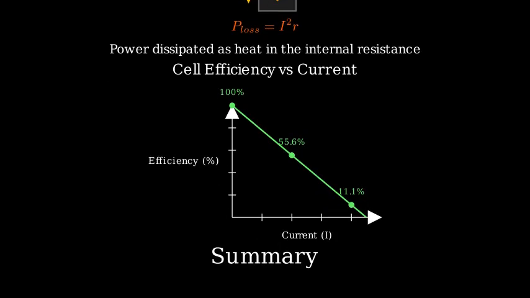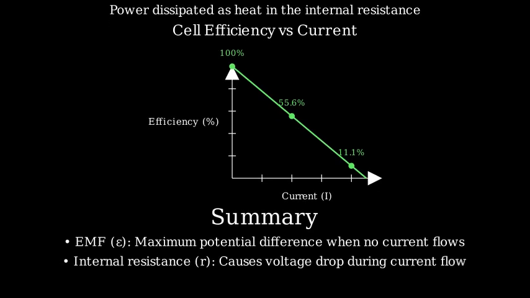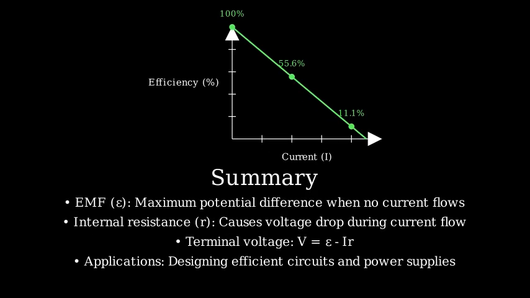Let's summarize what we've learned. EMF, epsilon, is the maximum potential difference of a cell when no current flows. Internal resistance, R, causes a voltage drop when current flows. Terminal voltage, V, equals EMF minus the product of current and internal resistance, V equals epsilon minus IR. Understanding these concepts is crucial for designing efficient circuits and power supplies.